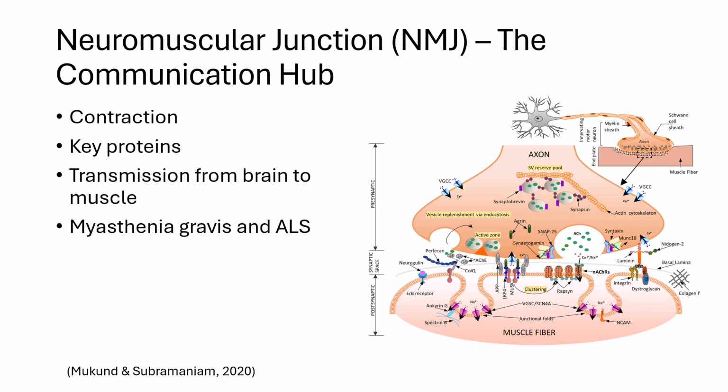But what happens if this system fails? Conditions like myasthenia gravis, where the immune system attacks these receptors, can lead to severe muscle weakness. This highlights the importance of neuromuscular junction integrity in everyday movement and even in disorders like ALS, where nerve-muscle communication is progressively lost. This picture is a representation of the neuromuscular junction and its main molecular actors.